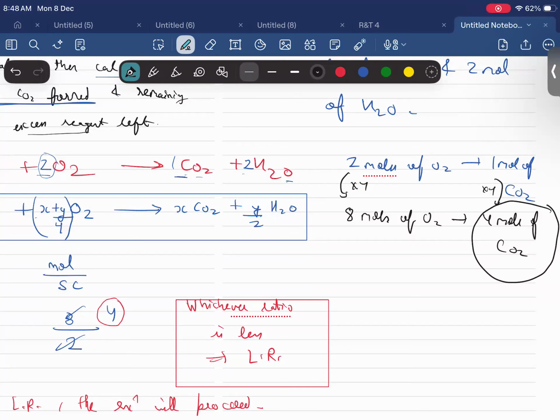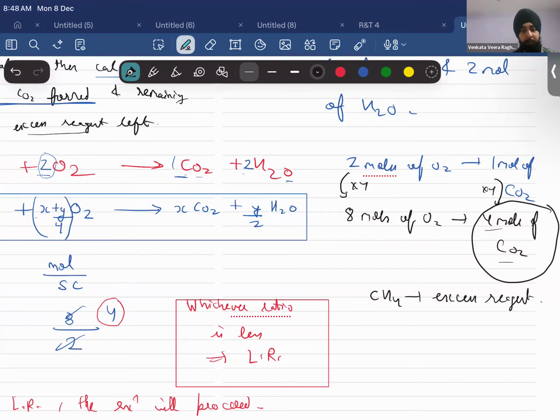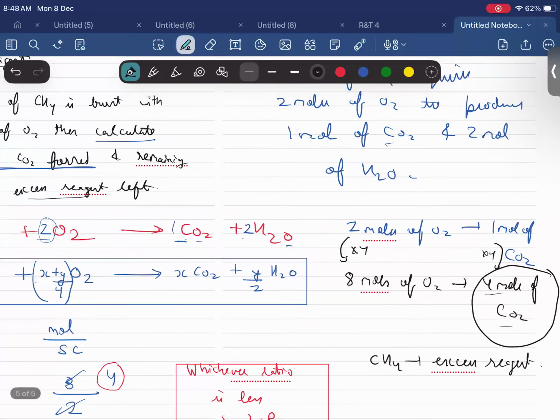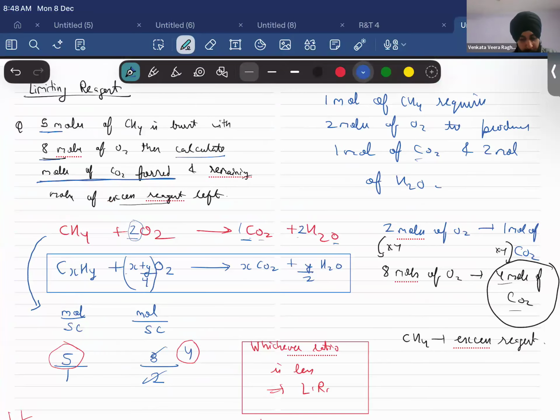And then if 4 moles of CO2 is generated, then which is the excess reagent left? O2 is my limiting reagent anyway. Then excess reagent is first of all CH4. CH4 is my excess reagent. And how much is it left? One mole, 1 mole. How 1 mole? How have you calculated that 1 mole, if I ask you?